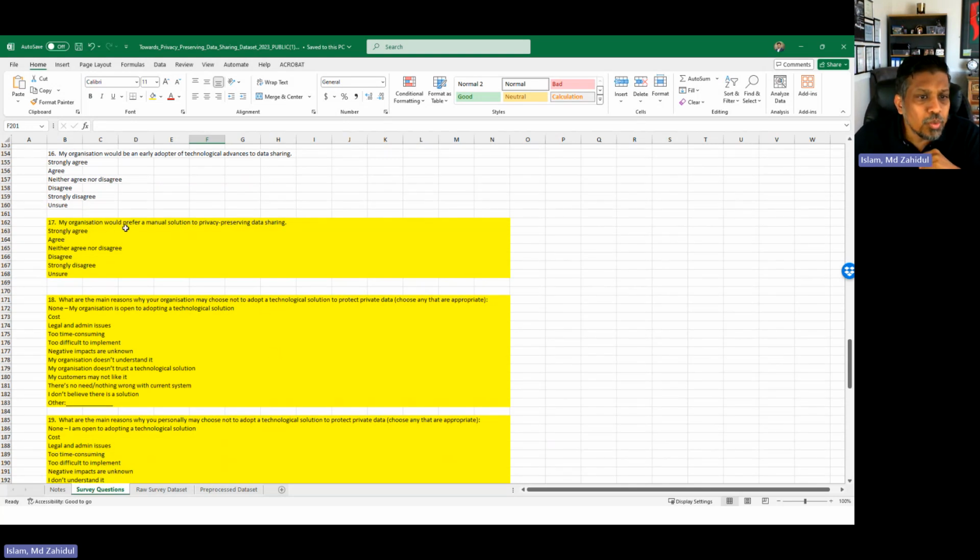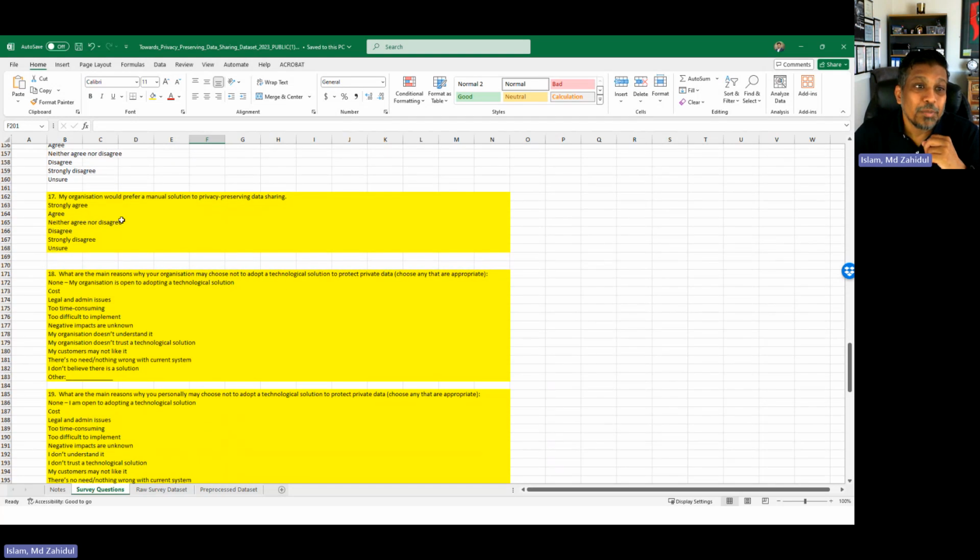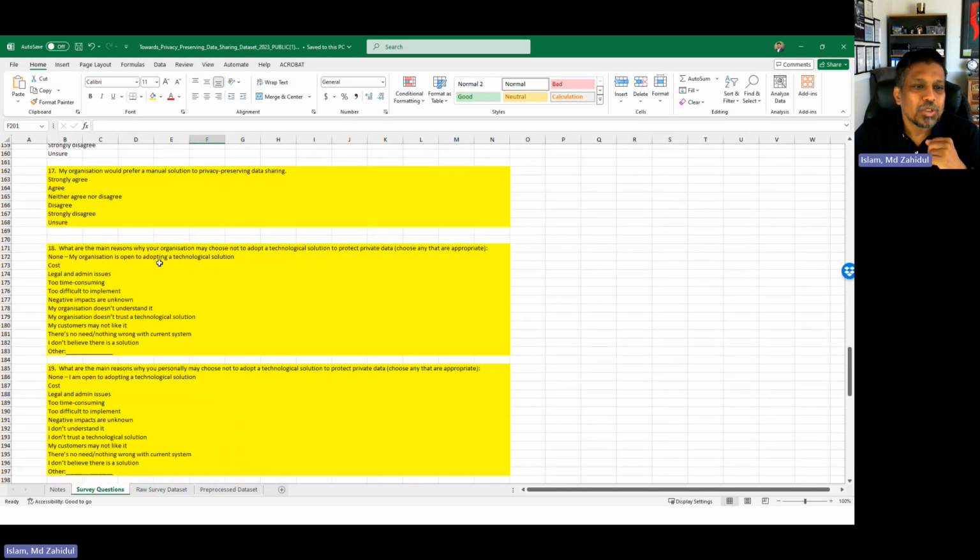My organization would prefer a manual solution to privacy preserving data sharing, as opposed to the technical solutions we propose: differential privacy, local differential privacy, data swapping, aggregation, perturbation, and also other things. Now, do they have more trust in a manual solution? So that can be an interesting question.